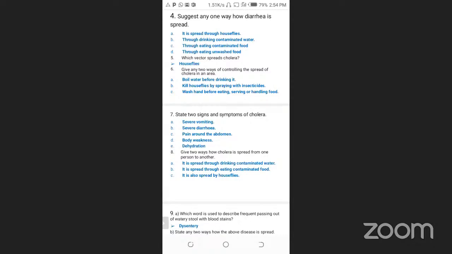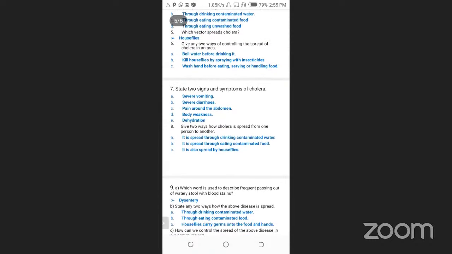So we talk about frequent. The word frequent here means many times. Every time you are visiting the latrine. But once you are visiting the latrine, there is blood stain in that loose stool. So part B, they are saying, state any two ways how the above disease is spread. Now you have already identified the above disease as dysentery. So now they are asking you, how is dysentery spread?